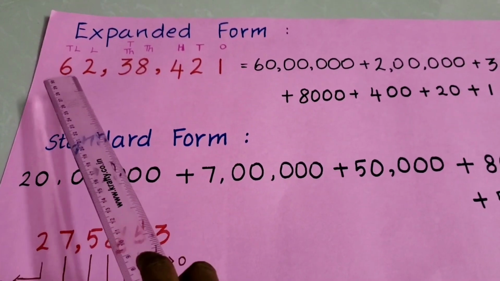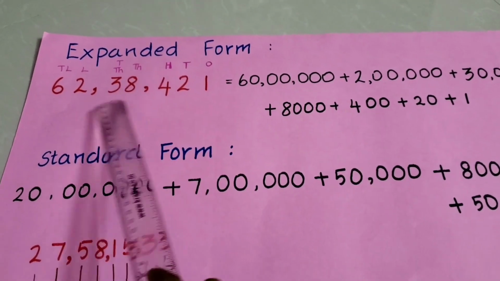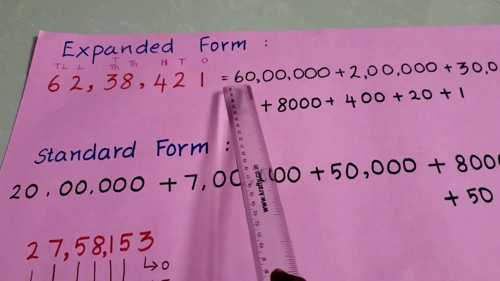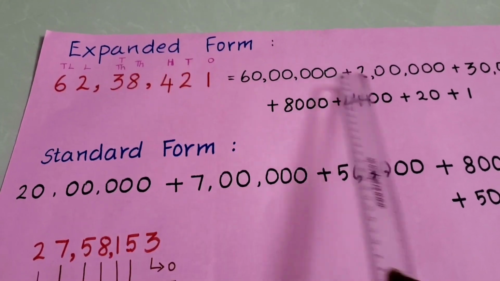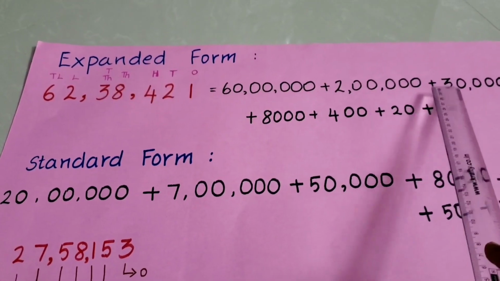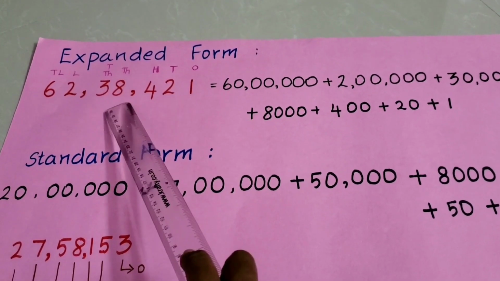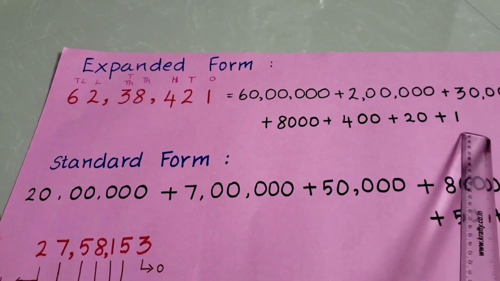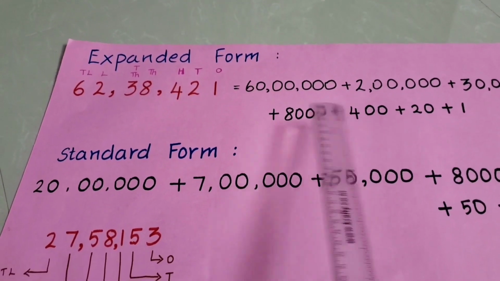Let's see another example for expanded form and also standard form. Here the number given is 62 lakh 38,421. 6 lies in the 10 lakhs place. So we can write in expanded form as 60 lakh plus 2 lies in the lakh place, 2 lakh plus 3 in 10,000, so 30,000 plus 8,000. 8 lies in the thousands place. So 8,000 plus 400 plus 20 plus 1.